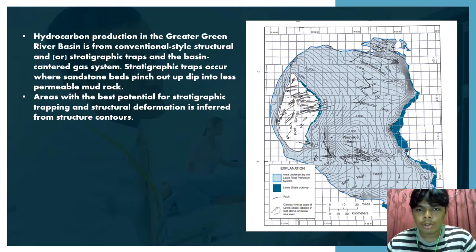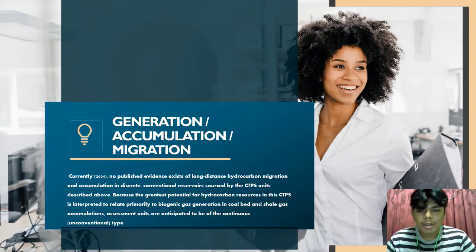This image shows a contour map. For generation, accumulation, and migration, currently no published evidence exists of long-distance hydrocarbon migration and accumulation history. Conventional reservoirs are sourced by the TPS units described above, because the greatest potential for hydrocarbon resource in the TPS is interpreted as related primarily to biogenic gas generation, coal bed, and shale gas accumulation.